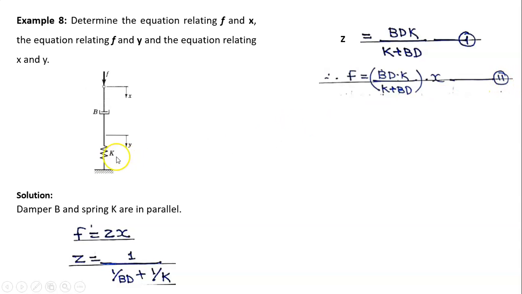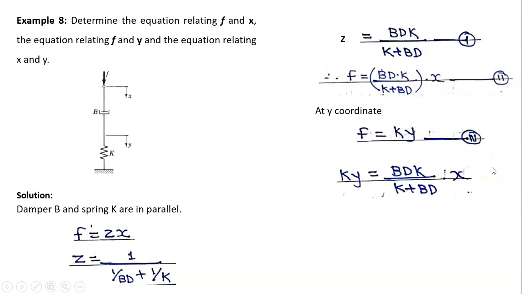Equation 2. Now at the Y coordinate, only spring K is there. Therefore, you can write F is equal to KY. Dividing these equations, we get the relation between X and Y. This K and K will get cancelled. Therefore, Y upon X is equal to BD divided by K plus BD.